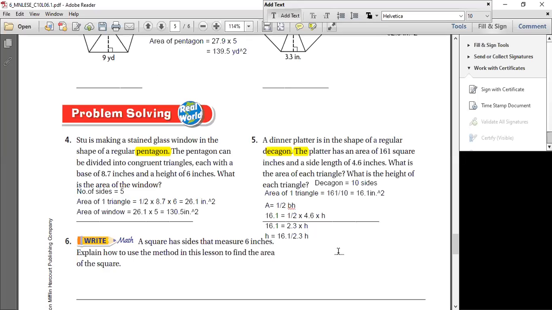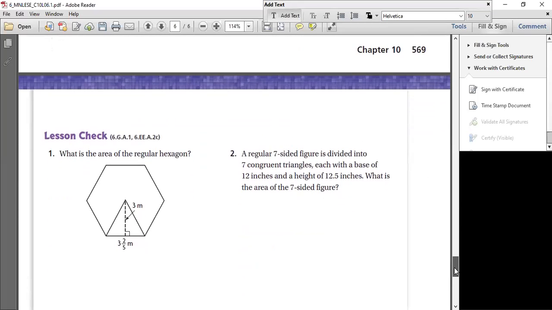So H equals 7, and don't forget the unit, that's going to be in inches, because they're talking about the height, and height on the base will always be in inches, not square inches. Okay, now this is easy.